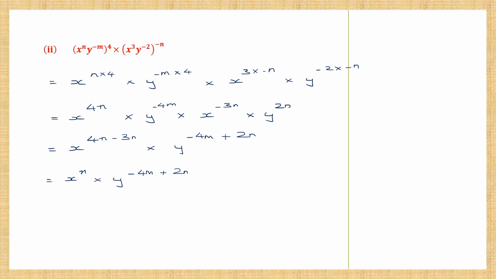But here our question says we have to make this a positive index, isn't it? So the indices have to be positive. Now this is positive, so we'll write this as it is. x to the power of n into, now to make this positive, we just have to put this positive number in front. So that becomes y to the power of 2n minus 4m. So our final answer is this, x to the power of n into y to the power of 2n minus 4m.